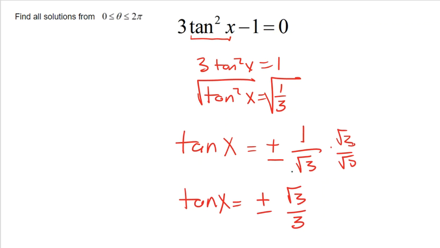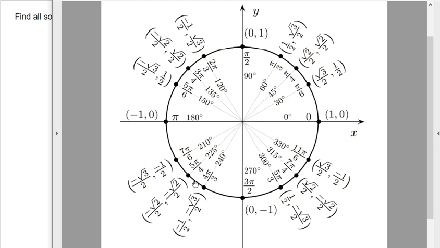Good news is I recognize radical 3 over 3 from my unit circle. Bad news is I have to list a lot of answers because I'm looking for anywhere where I see a positive or a negative radical 3 over 3. So once again, I really hope you guys listened to me and you wrote the tangents as you go around your unit circle. It'll just save you lots of time. All right, the first place this happens is at pi over 6. At pi over 6, the tangent value is positive radical 3 over 3.